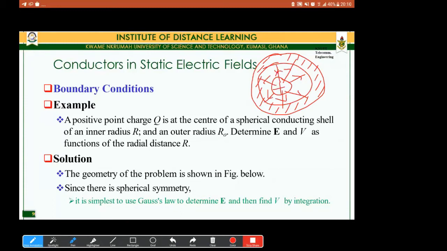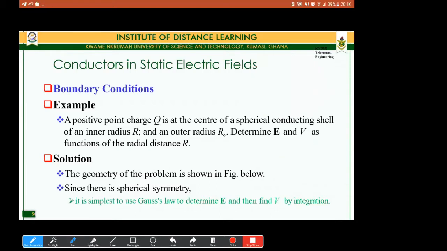Now this field will exert a force on the electrons inside the shell of the conductor. The force exerted on the electrons will move them to the surface of the conductor. So when this happens, what happens to the electric field inside the conductor? The electric field goes to what? Zero. And the charges themselves go to what? Also zero. That is what this example is about to illustrate.